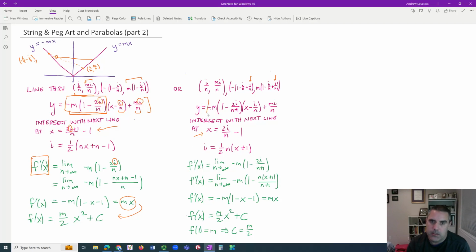I solved for i. I said the slope at a given x will be approaching this. And then I replaced the i and took the limit. I got mx. That's nice. We got the same thing.